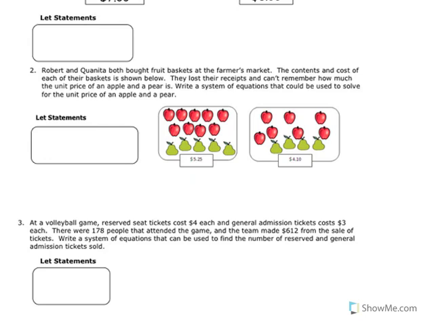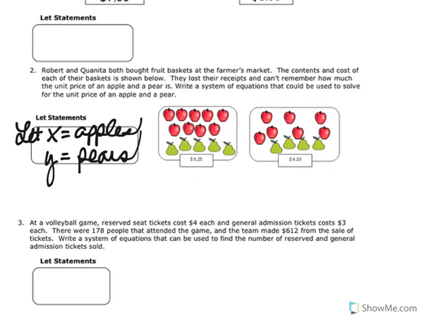So how about we let x equal apples and y equal pears. And so I want to write a system for this picture right here. So let's count out how many apples we have. We have 5, 6, 7, 8, 9 apples. So 9 times x plus 5 times y is equal to $5.25.